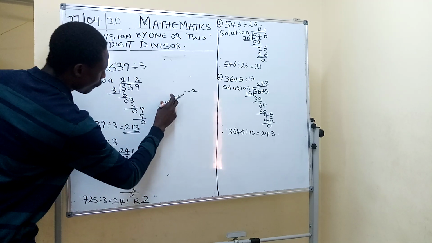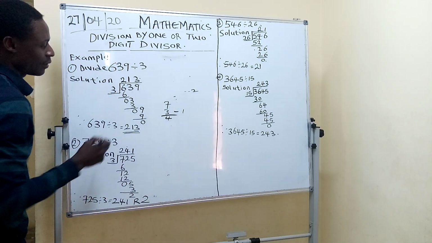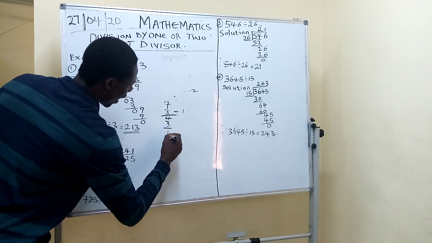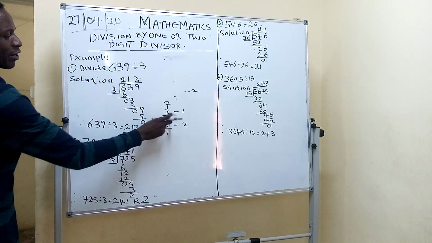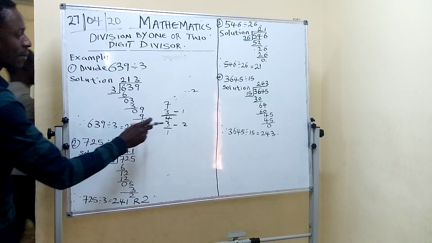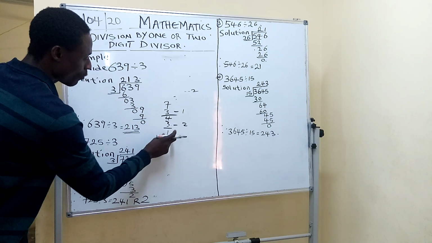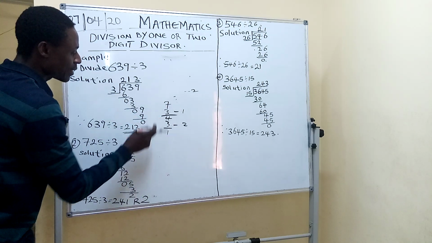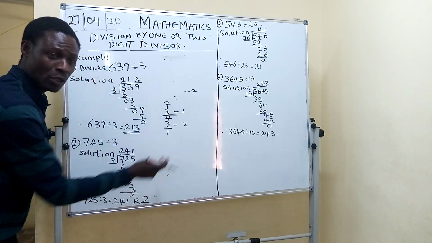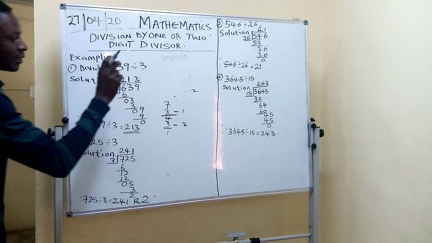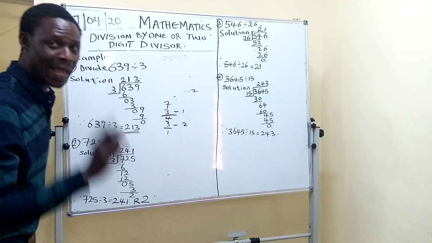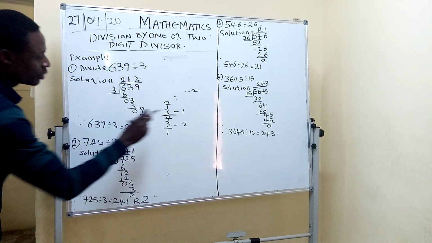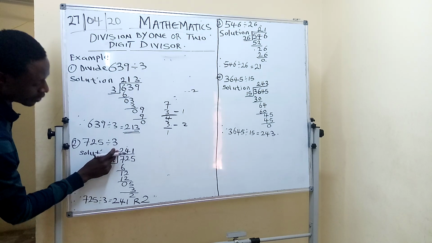You remove 3 from 7, you have 4. 4 is still bigger than 3. You remove 3 from 4, remain 1. Now, can we remove 3 from 1? No, it is impossible. We cannot remove 3 from 1 again because 1 is a smaller number than 3. So now how many 3s do we have in 7? Let's count. This is 1, 2. In 7 we have 3 two times. Now this 2 will be written at the top of 7.